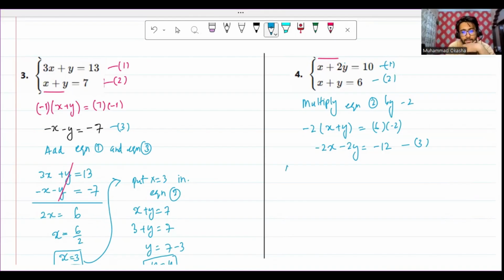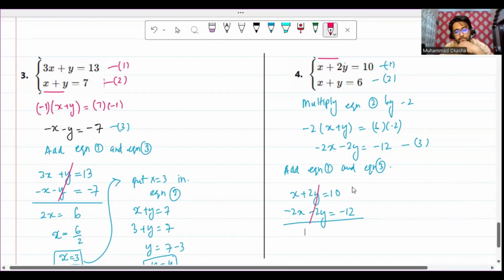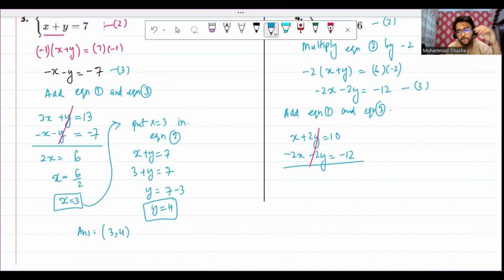Now let's add equation 1 and equation 3. So equation 1 was x plus 2y equals 10, and equation 3 was -2x, -2y equals -12. So instantly 2y cancels out, positive 2y and -2y, and I'll be left with x minus 2x is -x equals 10 minus 12 is -2. Now cancel the negative on both sides, or simply multiply both sides by -1, and you're going to get x equals 2.